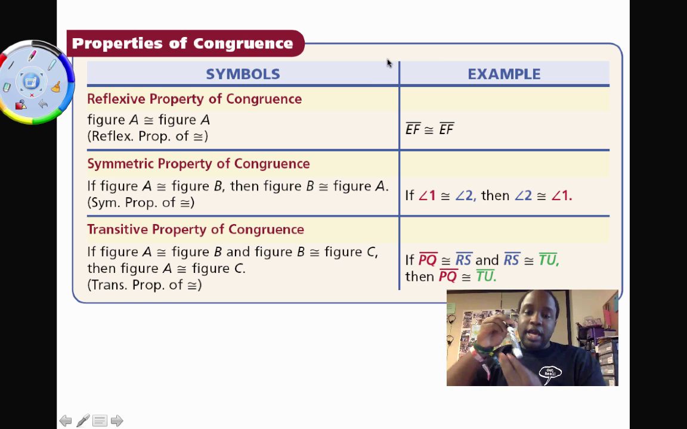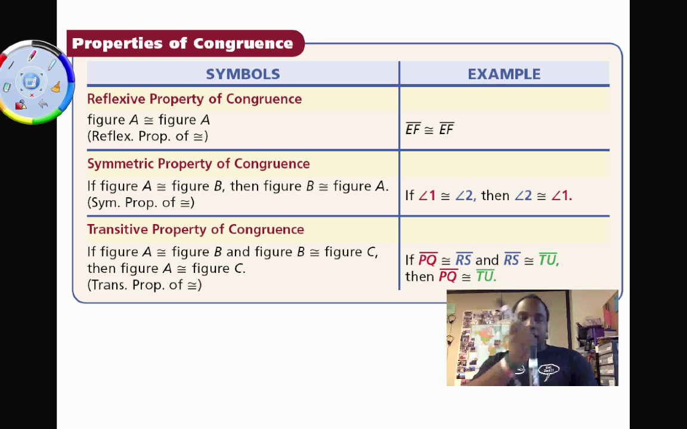This pen is congruent to this pen. The symmetric property of congruence is if figure A is congruent to figure B, then figure B is congruent to figure A. So if angle 1 is congruent to angle 2, then angle 2 is congruent to angle 1. The congruence sign is like the line of symmetry here, whereas here it's the reflection. There's one figure involved with reflexive, two figures involved with symmetric.